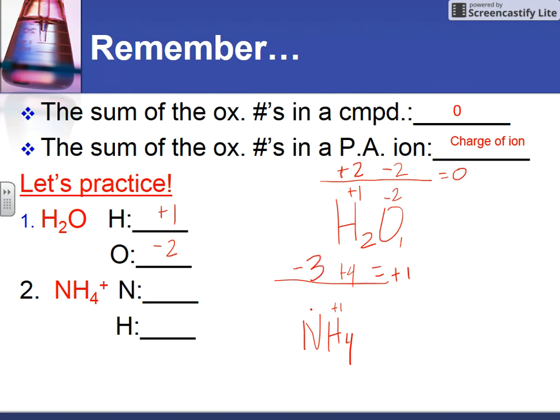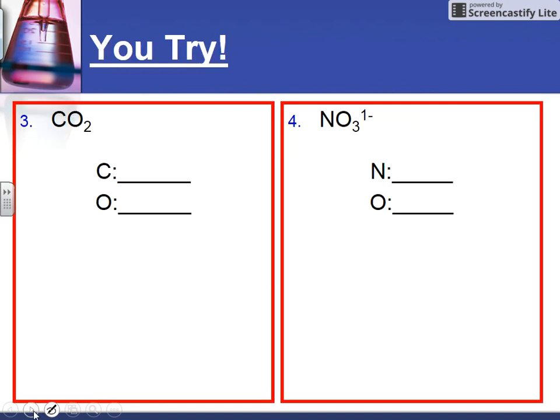Now look down here. How many nitrogens do you have? Well, there's only one nitrogen. So that means that the oxidation number for that one nitrogen is a -3. So you would come over and assign it, -3 for the nitrogen, +1 for the hydrogen. Okay, you try these two, pause the video, and then check your answers.